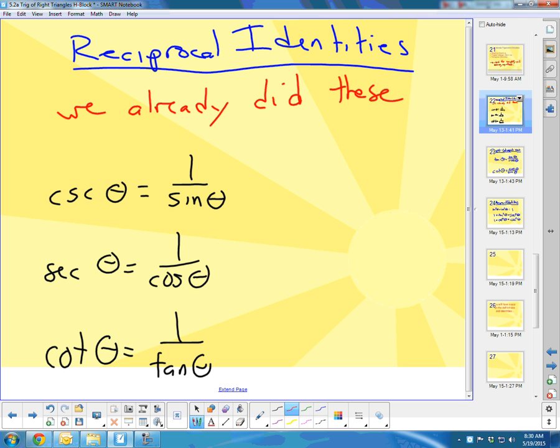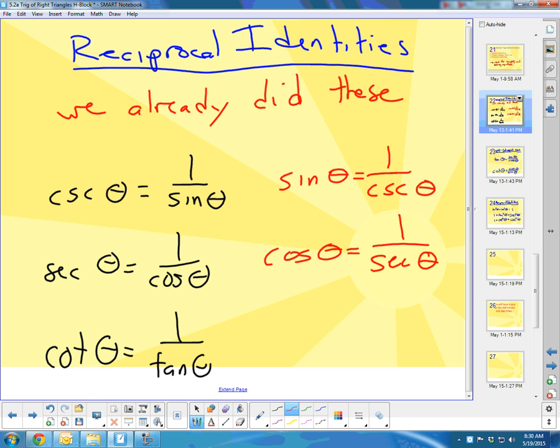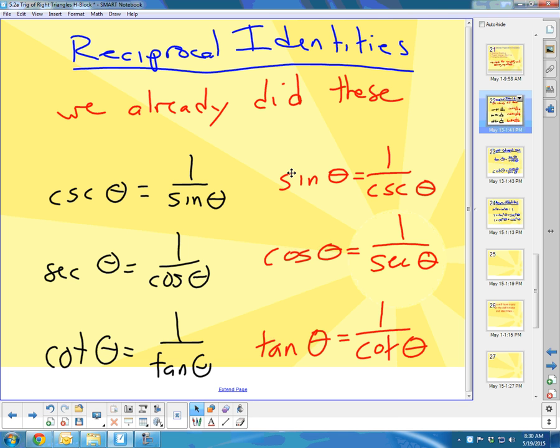In some publications, you might see an additional 3 reciprocal identities to go with it, being sine of theta equals 1 over cosecant of theta, cosine of theta equals 1 over secant of theta, and tangent of theta equals 1 over cotangent of theta. While that is true, those second set of 3 identities are not really different. If you take the reciprocal of both sides on the first set, you get the second set.